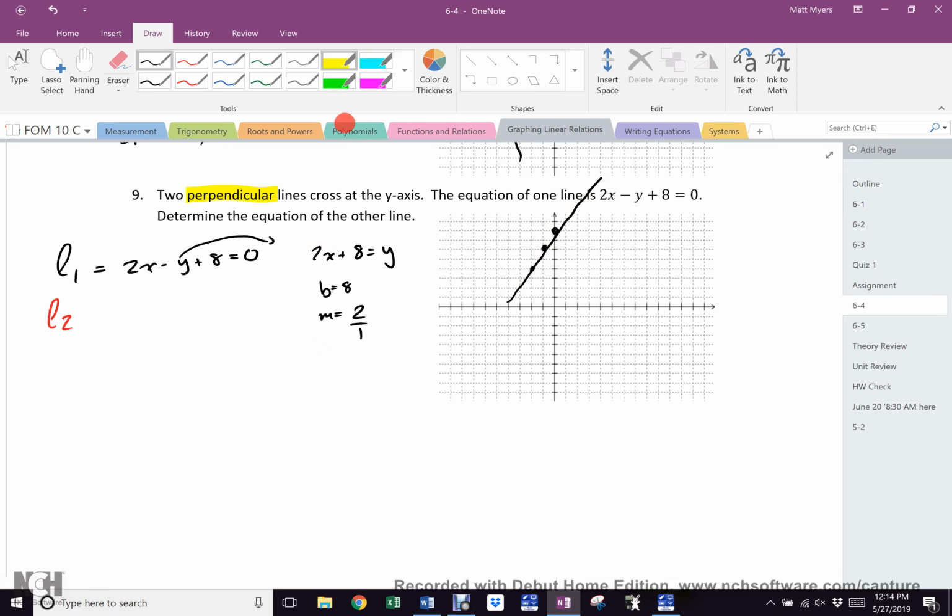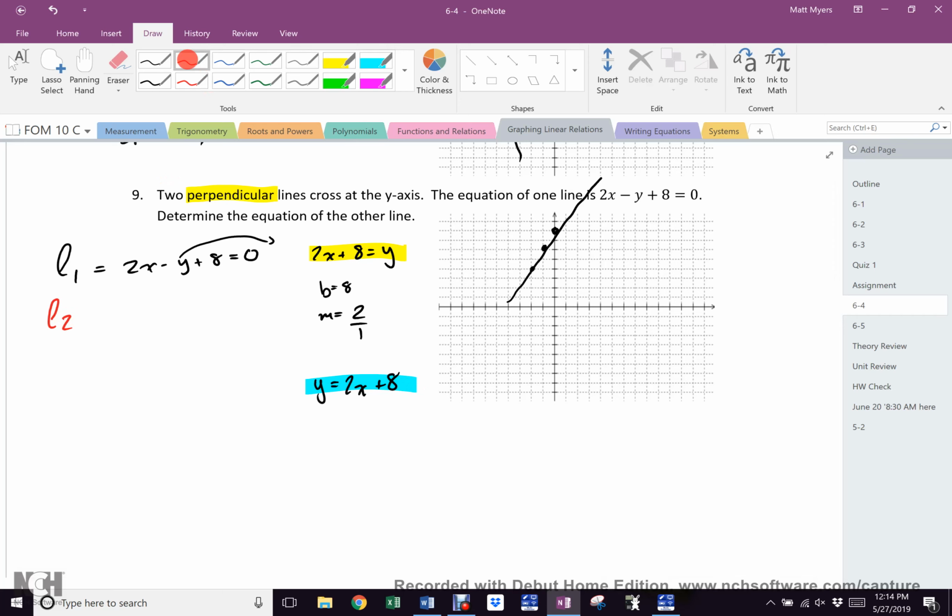Yes. That's one of the next things I was going to ask. Is this the exact same thing as that? Of course it is. Y is isolated. As long as y is isolated, the number with x is the slope. The constant is the y-intercept. Right? But we're only halfway done the question, aren't we? We got a second line we got to work on.